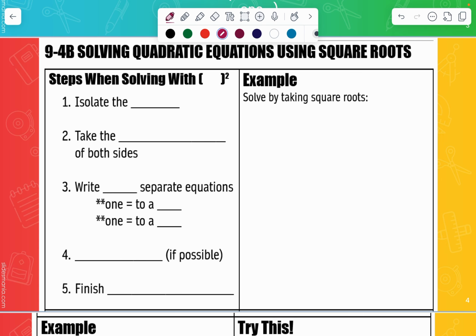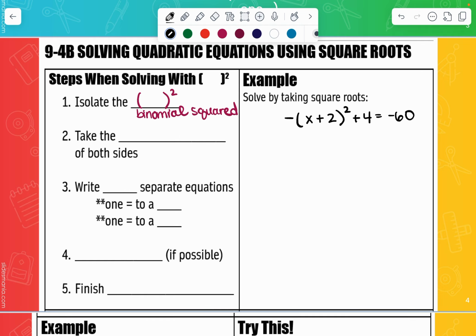All right, so we're going to get into the notes and start taking some notes here. So make sure you have your 9.4b note packet open. The first thing in this process is we are going to have to isolate the binomial squared. If you remember, a binomial is something that has two terms in it. So we are going to have to get that all by itself. Let's look at a problem as we are talking through these steps. So negative x plus 2 squared plus 4 equals negative 60.